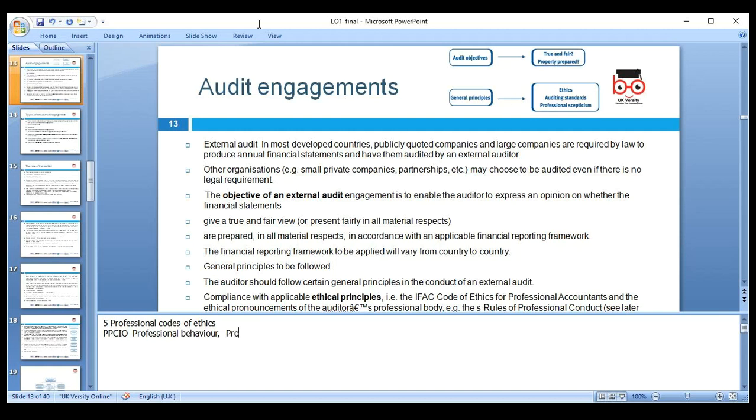Okay, second is professional competence and due care. Do we know what is meant by that? Every year we have to do CPD to keep our knowledge and skills up to date, so we don't become outdated. Do we know the difference between competencies and capabilities?